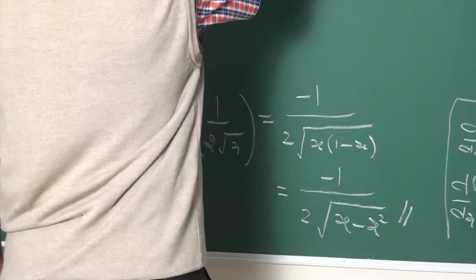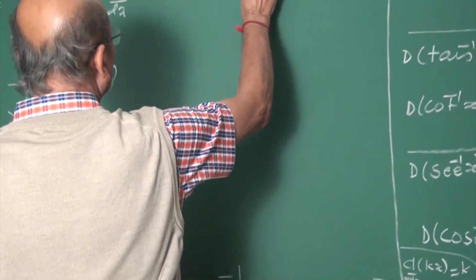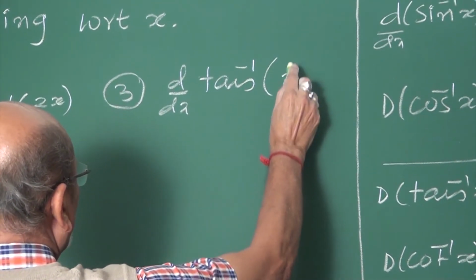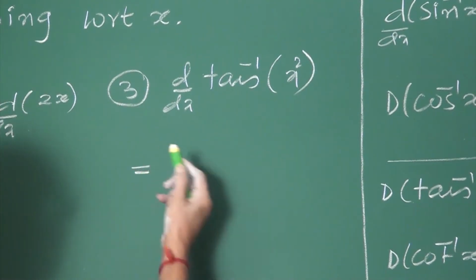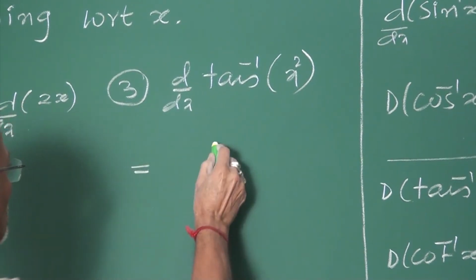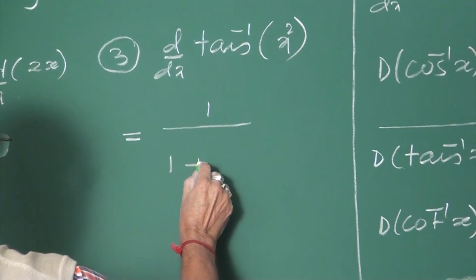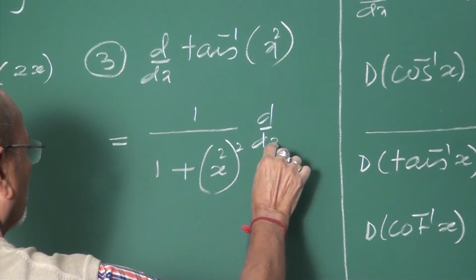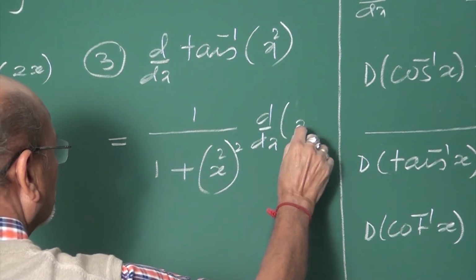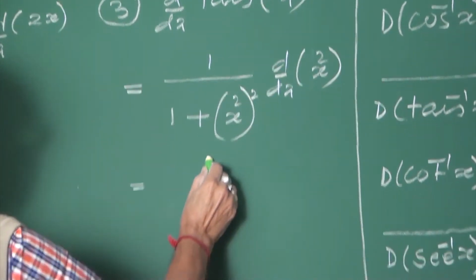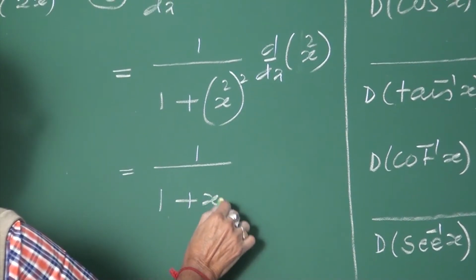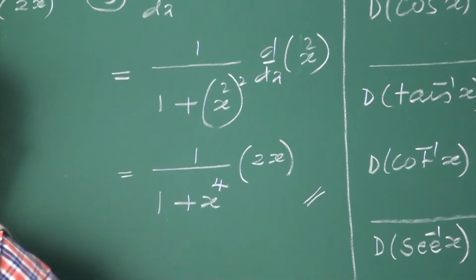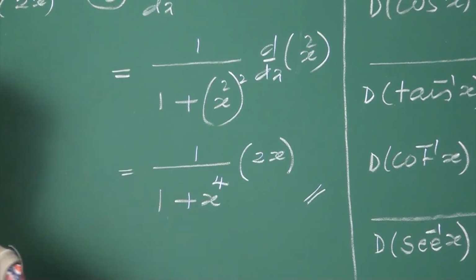The third example is d by dx of tan inverse x square. Tan inverse f(x) gives 1 upon 1 plus whatever it is, its square. It is other than x, right? So write its derivative. Simplify it: x to the power 4, use a bracket. The derivative of x square is 2x, so 2x upon this, my friends. This is how you have to write derivatives.